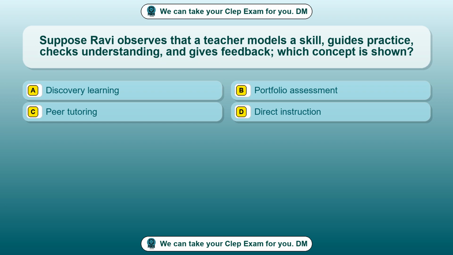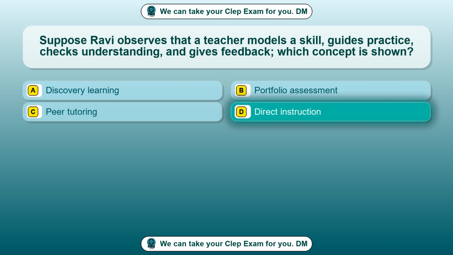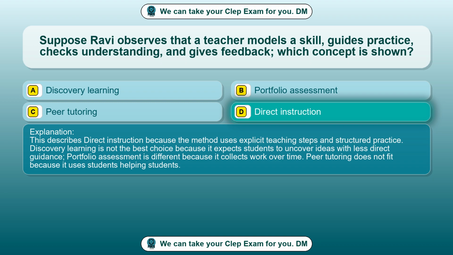Question 48. Suppose Ravi observes that a teacher models a skill, guides practice, checks understanding, and gives feedback. Which concept is shown? Option A, discovery learning. Option B, portfolio assessment. Option C, peer tutoring. Option D, direct instruction. The correct answer is option D, direct instruction. This describes direct instruction because the method uses explicit teaching steps and structured practice.